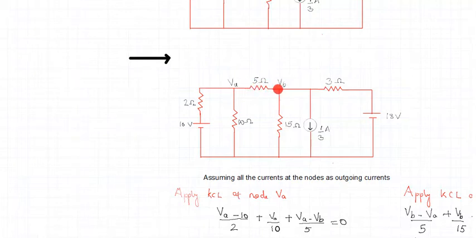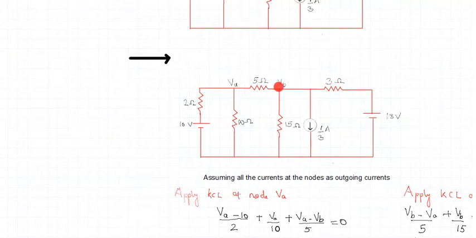Now I'm interested in the current which flows from node B to the other end, that is my reference. So I'm talking about the current which flows from node B. We have assumed that all the currents are outgoing currents. So when we assume that all the currents are outgoing currents, who is at a higher potential? Definitely it is the potential at point B which is at higher potential.